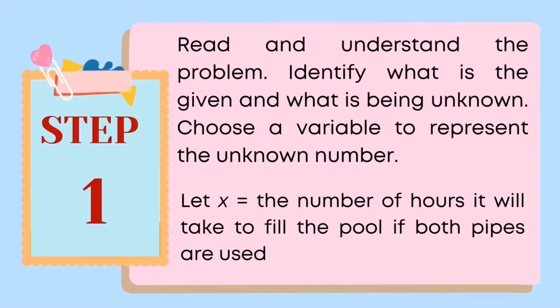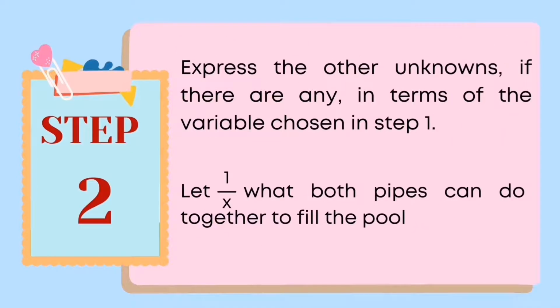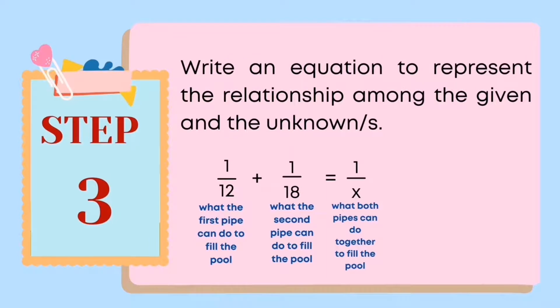Now, let's try to solve the given problem following the 5 steps that I have presented. In step number 1, let x be the number of hours it will take to fill the pool if both pipes are used. And for the next step, let 1 over x be what both pipes can do together to fill the pool. And now we are ready to generate our equation. Using now our knowledge in step 1 and step 2, we have the equation 1 over 12 plus 1 over 18 is equal to 1 over x.